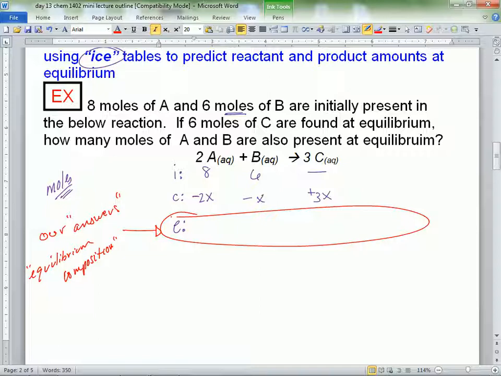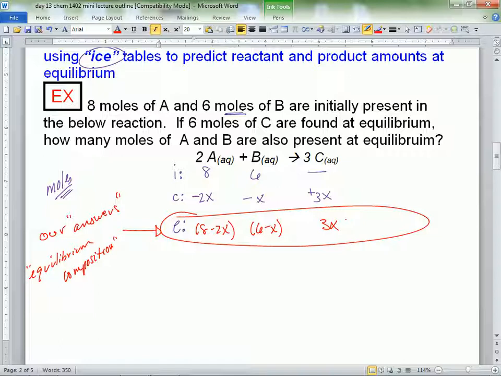So you'd have 8 plus a negative 2x, or 8 minus 2x. You'd have 6 and a negative x. Well, that's 6 minus x. You'd have 3x plus nothing. Well, that's just 3x. Okay.